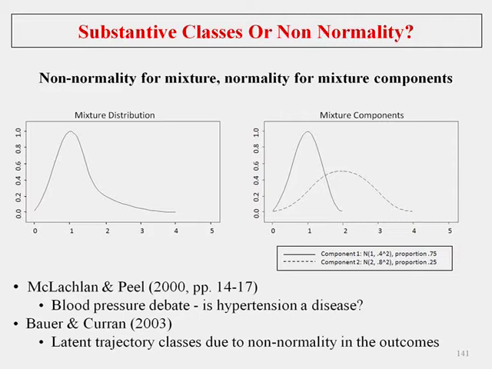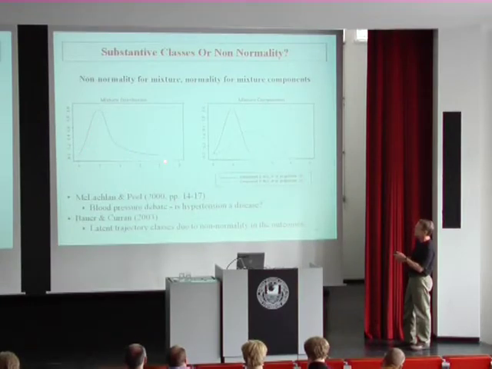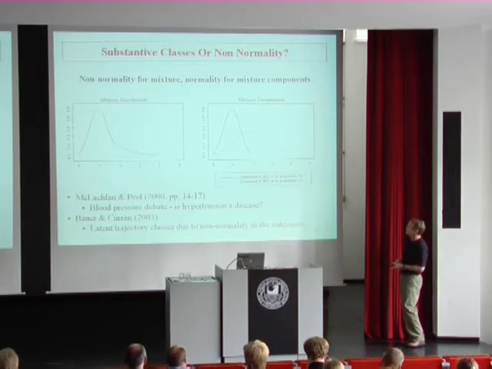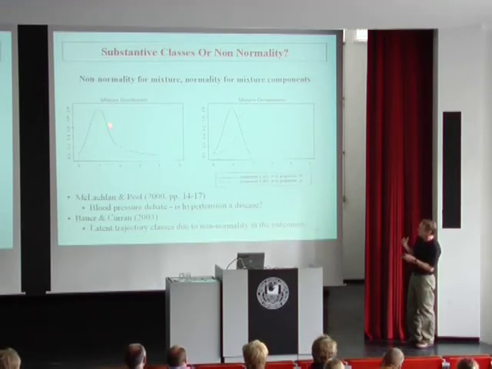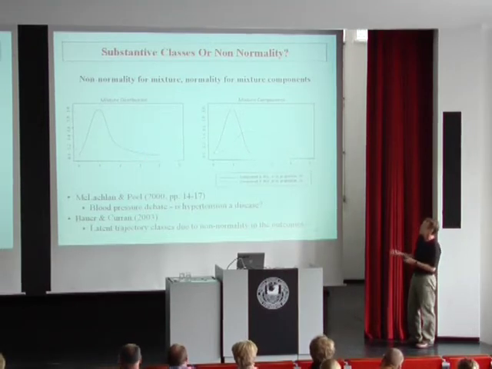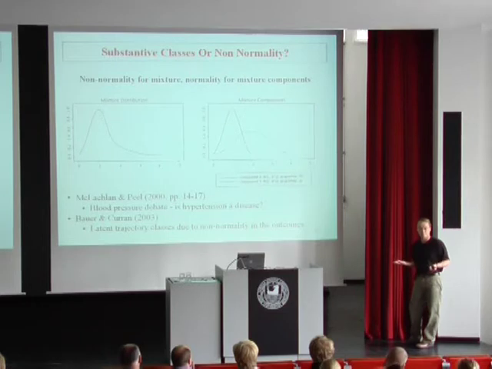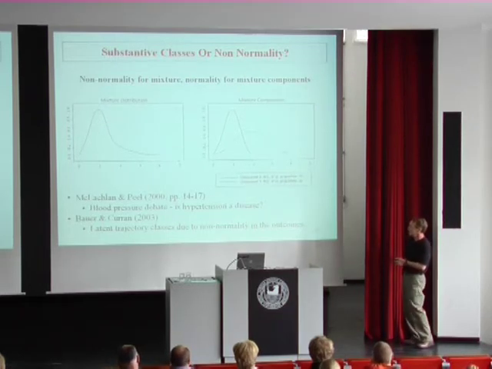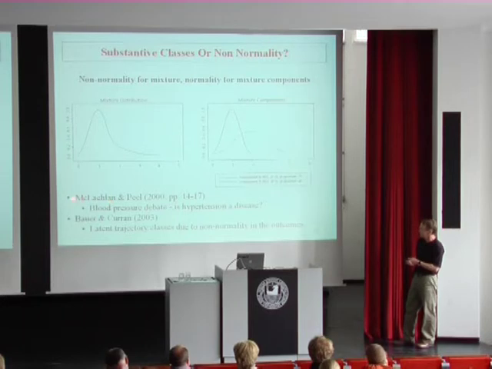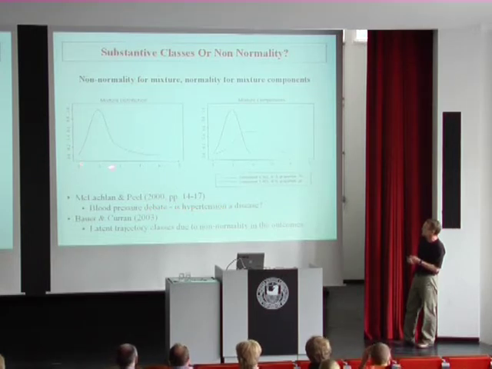So two normals with different means and even with equal variances will look like this, which is a log normal distribution, very skewed distribution. So you can ask yourself, do the data that we see here come about due to mixing two normals, or is really the data generated by a single class that is log normal? And there was a big debate about that, referred to in the McLachlan and Peel book, already on page 14, blood pressure debate. So we're talking about blood pressure here.